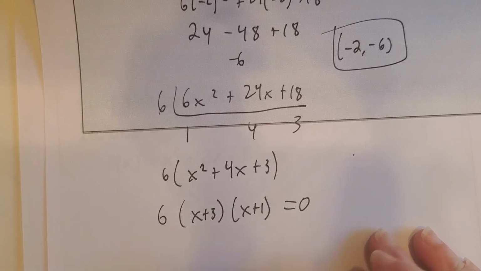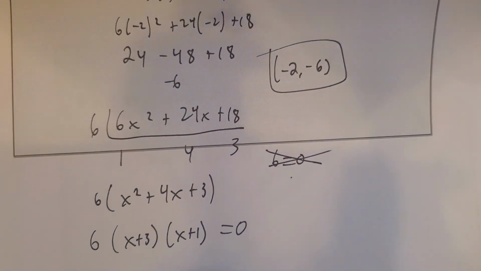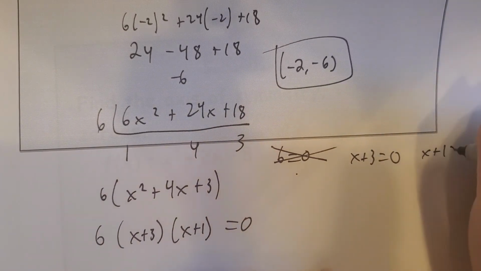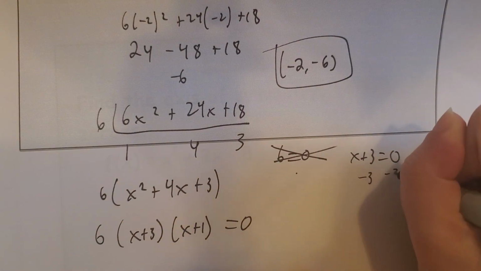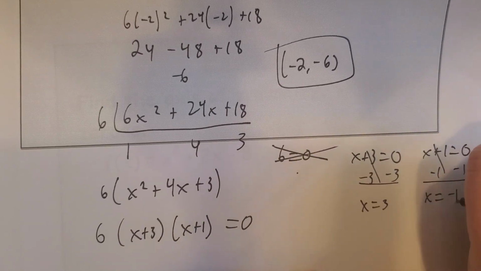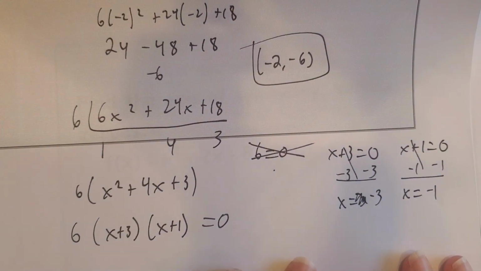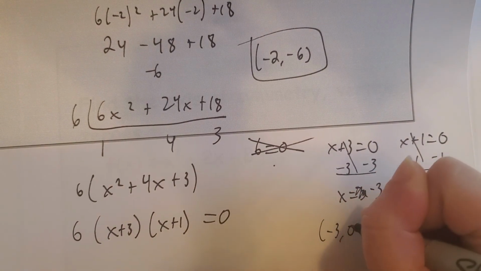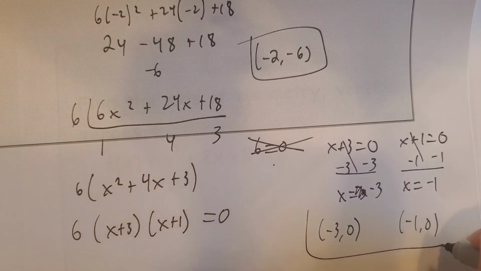But setting 6 equal to 0 as part of our solving does not make any sense. 6 is never equal to 0. So the only pieces that we're setting equal to 0 are these two expressions with the variable. And then we solve. Oh, so this is negative 3, sorry. There we go. So those are our two solutions, but again, we're talking about zeros, x-intercepts, ordered pairs. So the actual final answer would be (negative 3, 0) and (negative 1, 0). And there you go.